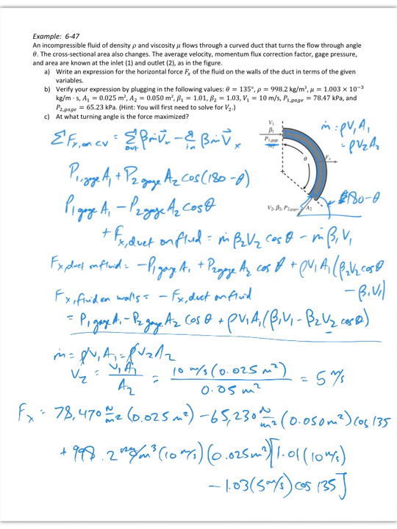Okay? And if we do all that math, we should get that the answer is 7,700 newtons. And because this is a positive value, that means it's to the right.